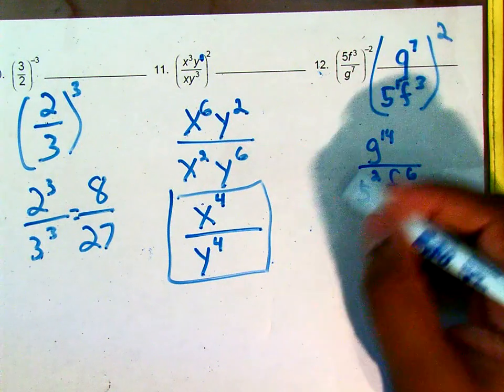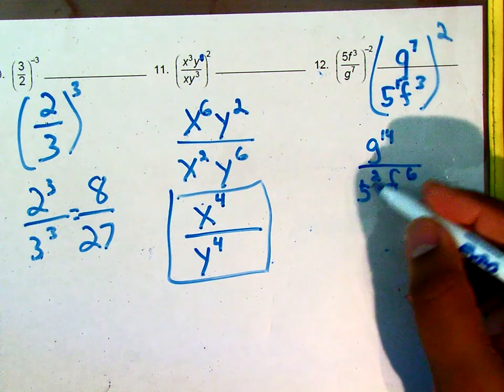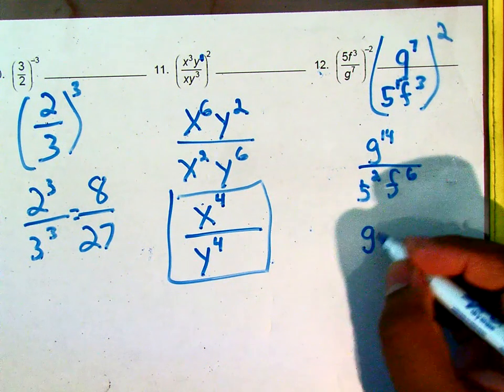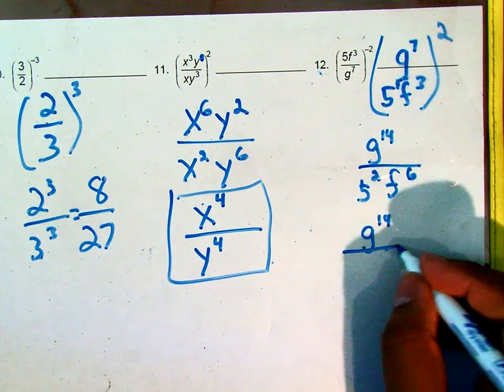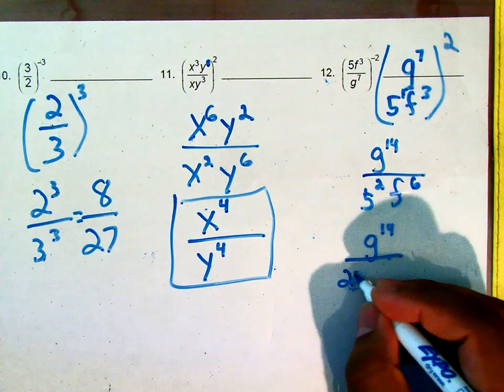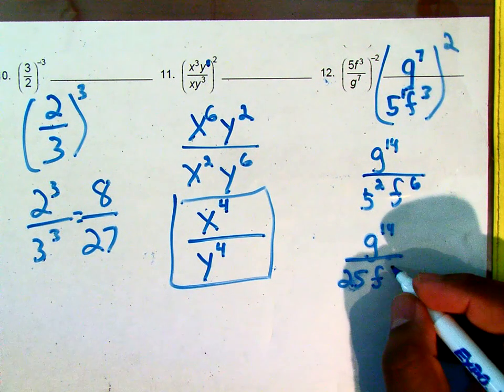Okay, and there's no like bases to do any subtraction. The only thing we can do is go ahead and figure out this 5 to the 2nd, which is going to be 25. So that's going to leave us with g to the 14th over 25f to the 6th.